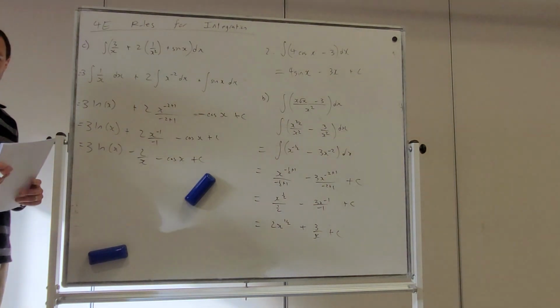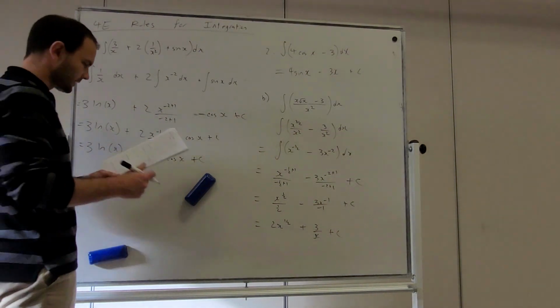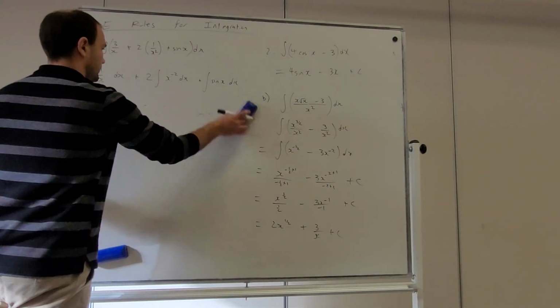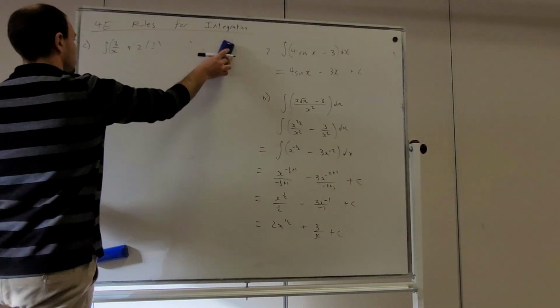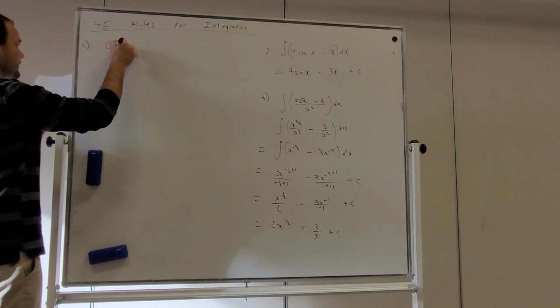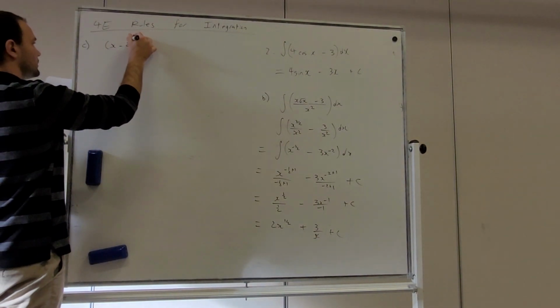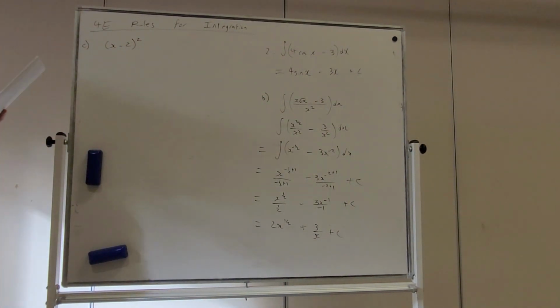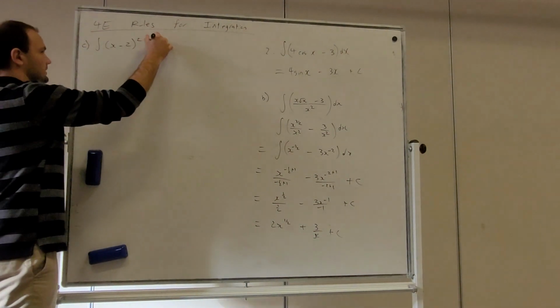Alright, any questions about it? So just applying the rules, right? Okay, on to c. Now here we have x take 2 squared. Right, they want us to integrate that with regards to x.